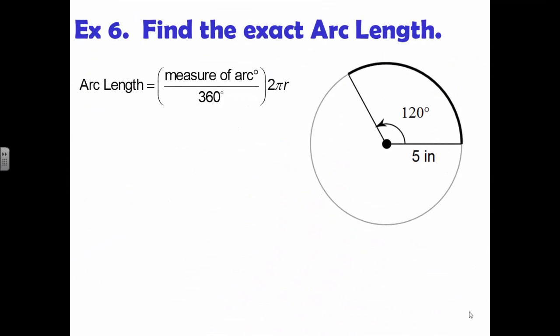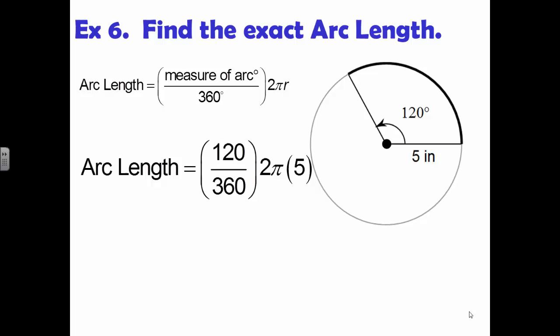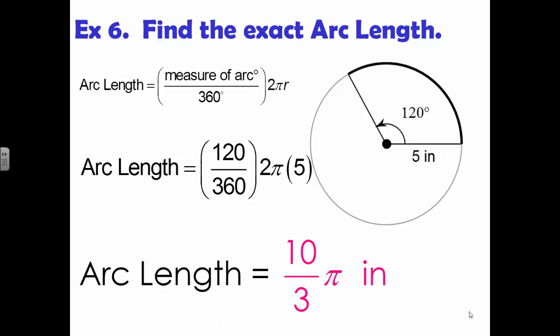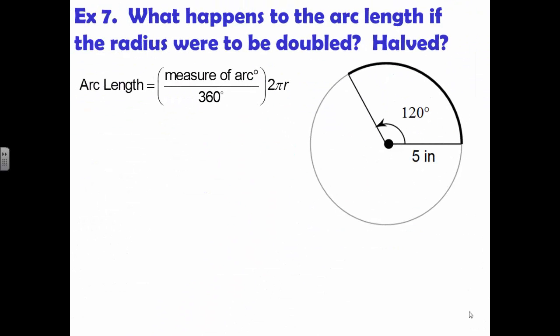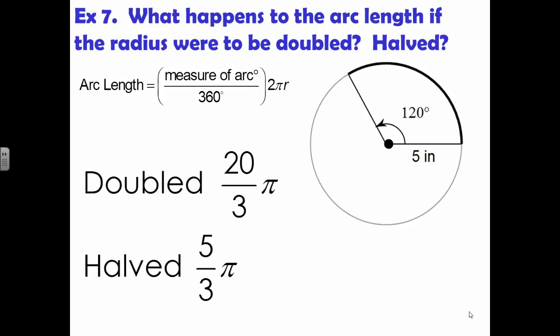Copy this example down. This time I want you to find the exact arc length. We want to make sure that pi is still in the answer, so no toggling. This is a follow-up question to the previous one. What happens to the arc length if the radius were to be doubled? So looking at your answer that you had before, instead of having a 5, what if we doubled that? And if we halved it?